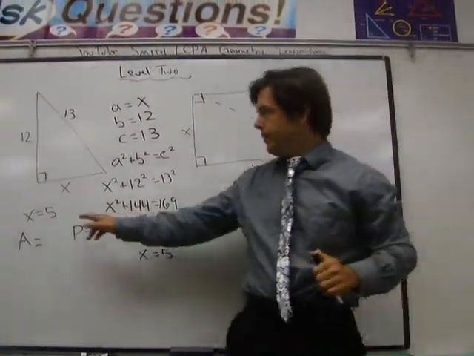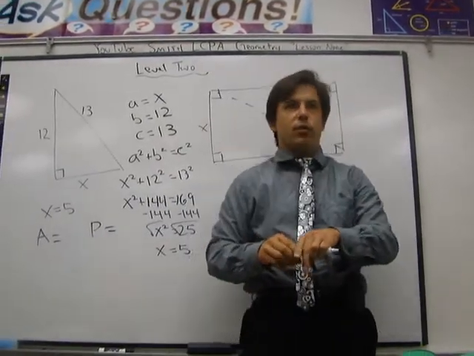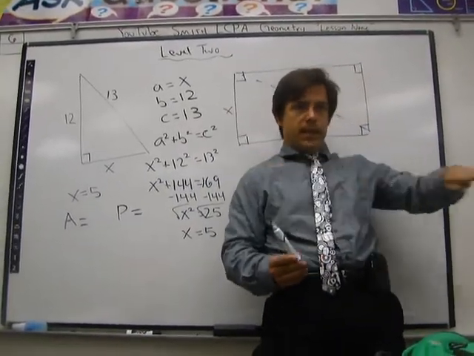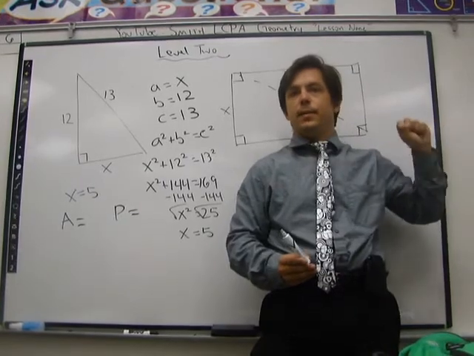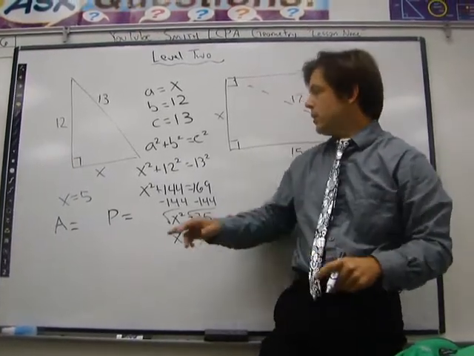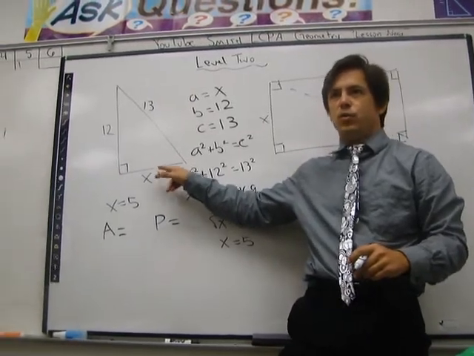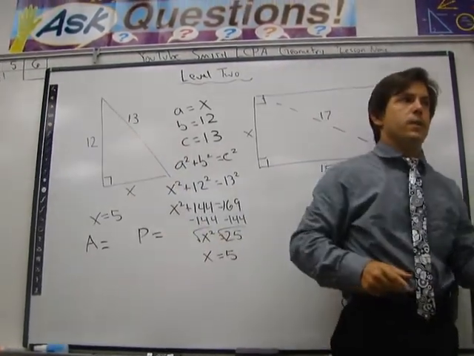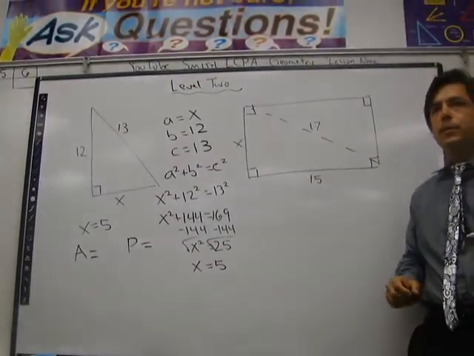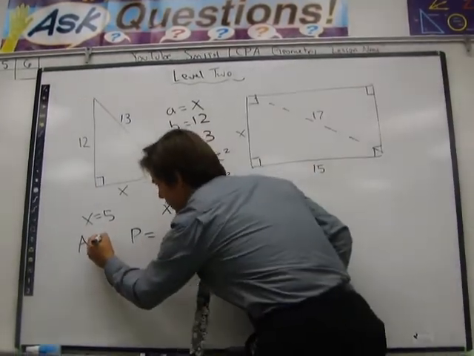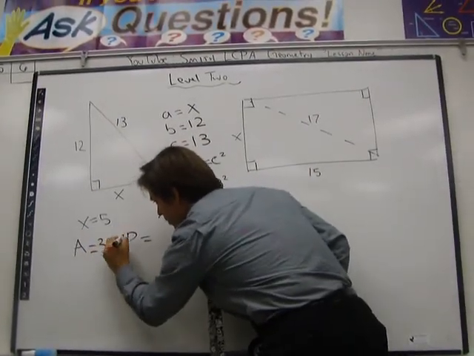Now that we've got it, we can do the area. This is a triangle, so triangles will be base times height divided by 2. So it's going to be 5 times, what's the height? 12. Good. 5 times 12 is what? 60. 60 divided by 2 is? 30. So the area will be? 30 units squared.